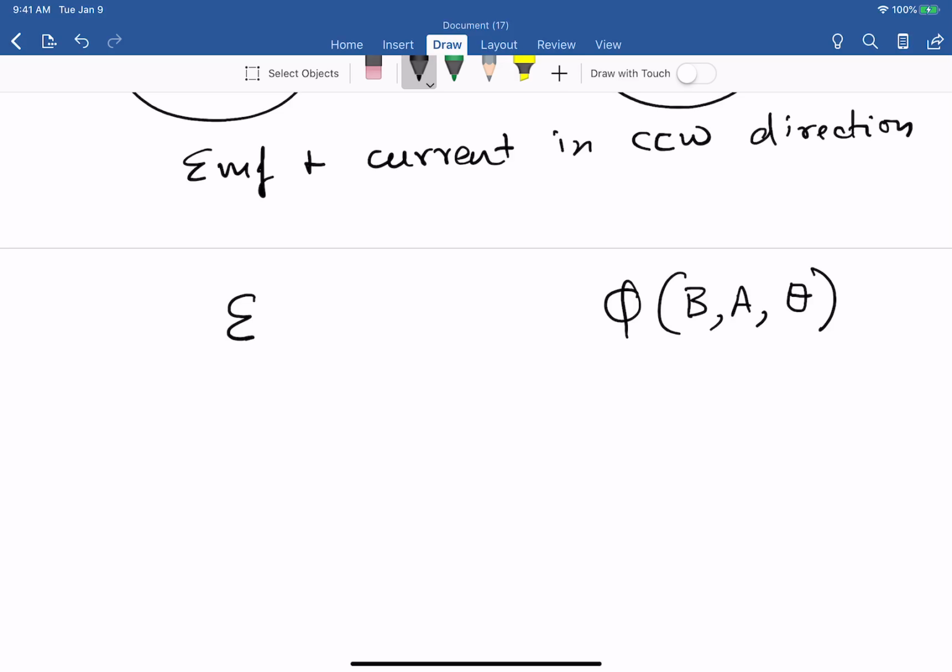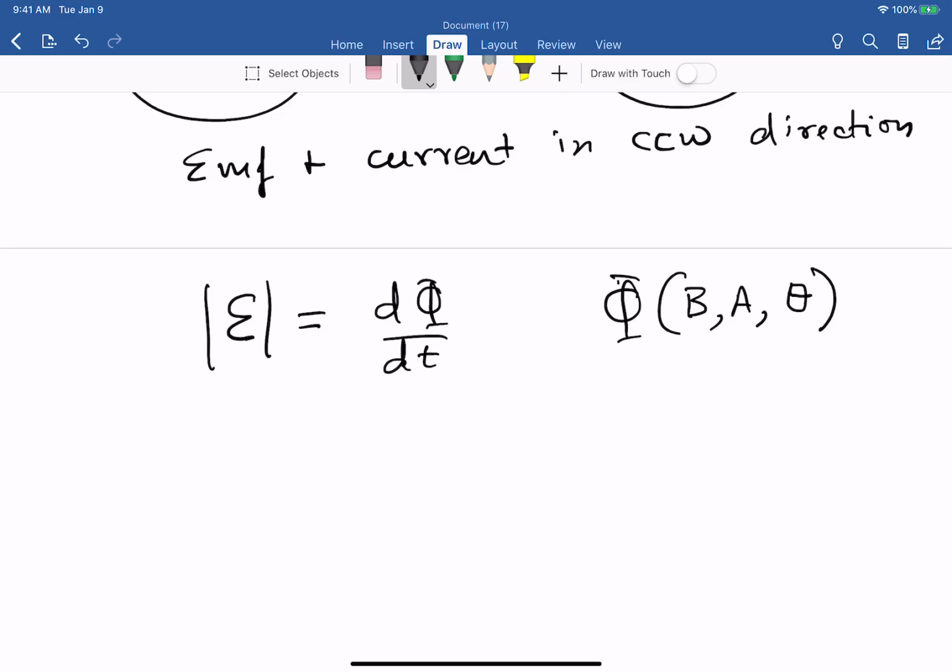It depends on all three of these quantities. So the flux can change in many different ways, right? All you have to do is figure out how to express the flux as a function of these quantities. And remember that the magnitude of the induced EMF is nothing but the derivative of the flux with respect to time.